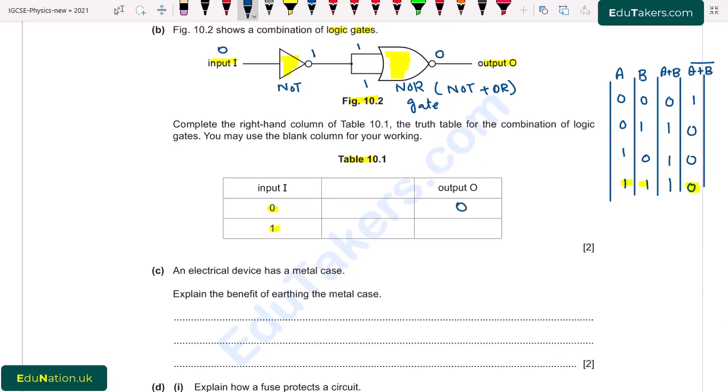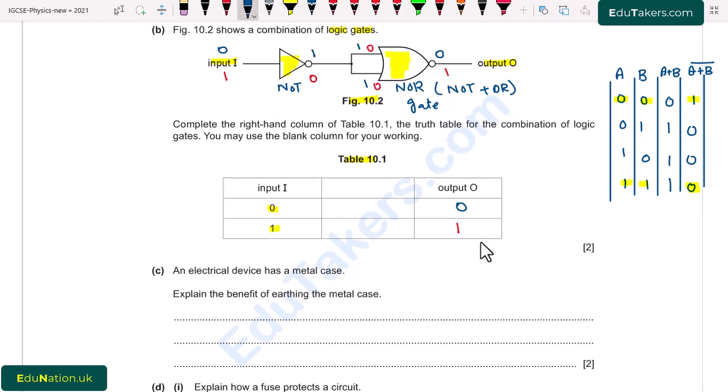Second one, when input is 1, then the output of NOT will be equal to 0. This will be applied here, 0 0 and 0 0. The output of NOR gate will be 1. That is high value. That's why I write here 1. So the output comes to be 1. So I complete the truth table according to the given circuit.